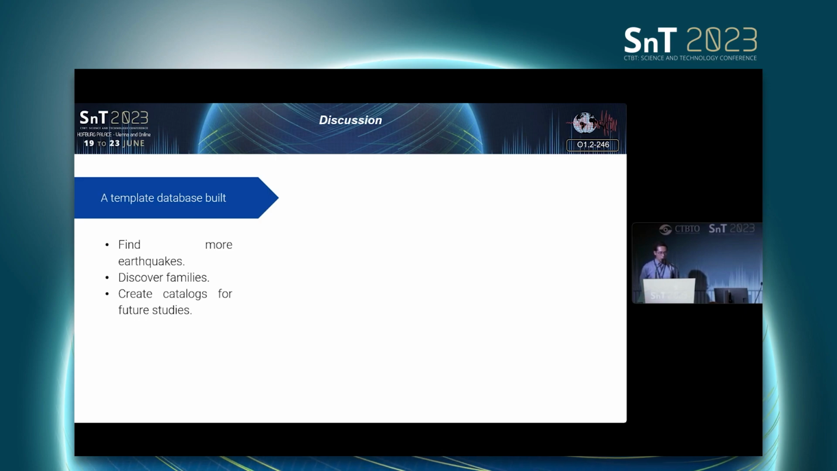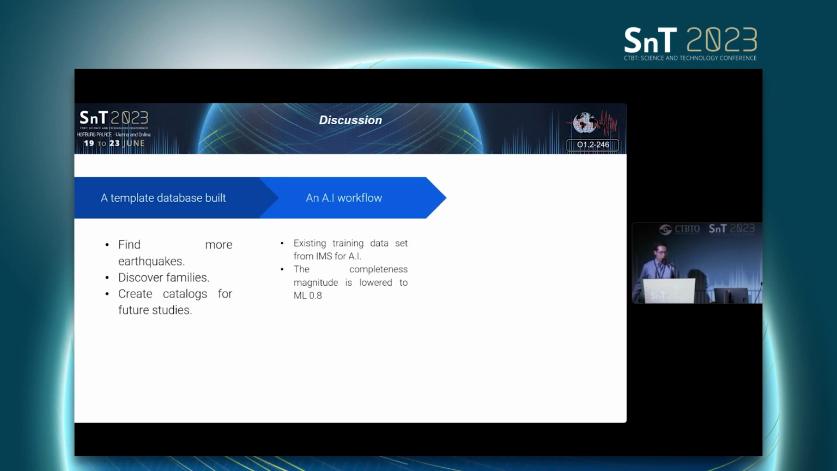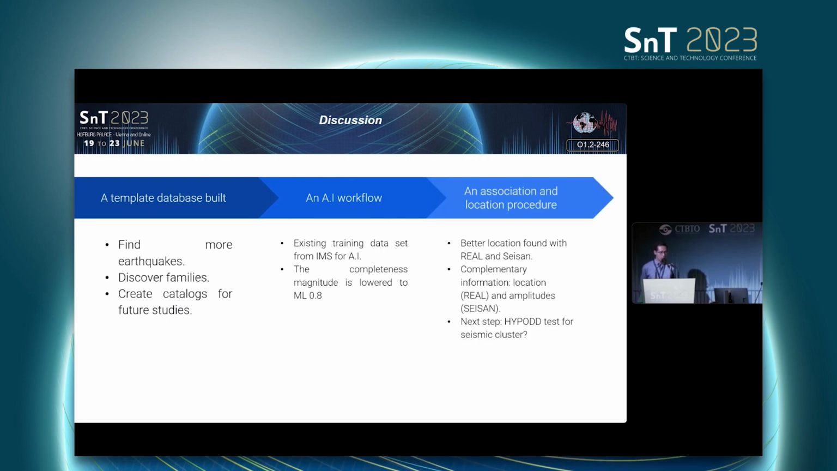Not a conclusion, but yes, a discussion. We started to build a template to find more earthquakes, to try to discover more families, and to create catalogs for further studies. Furthermore, we noted that artificial intelligence, or data that comes from IMS, or other machine learning or deep learning procedures, can help us to reach magnitudes of completeness of 0.8 local magnitude.